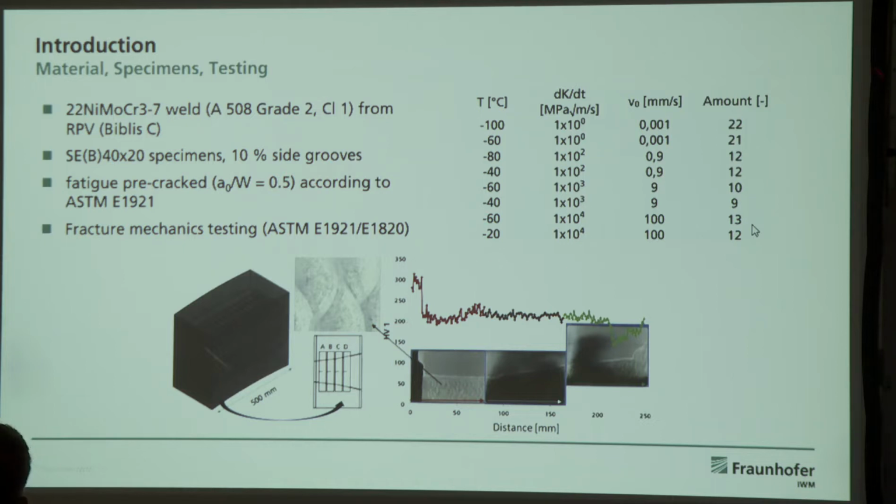So up top, we can see a matrix of the database that we generated. It's quite extensive, actually. So what we did was we tested from 1 megapascal root meter per second, which is quasi-static, up to about 10 to the power of 4, which I would consider moderately dynamic or elevated loading rates. And you can see here the amount of specimens that we tested per test series. So we always have 2 temperatures in the ductile to brittle transition region, and especially for the quasi-static testing conditions, we have a bunch of specimens, which allows us to make some really powerful conclusions.